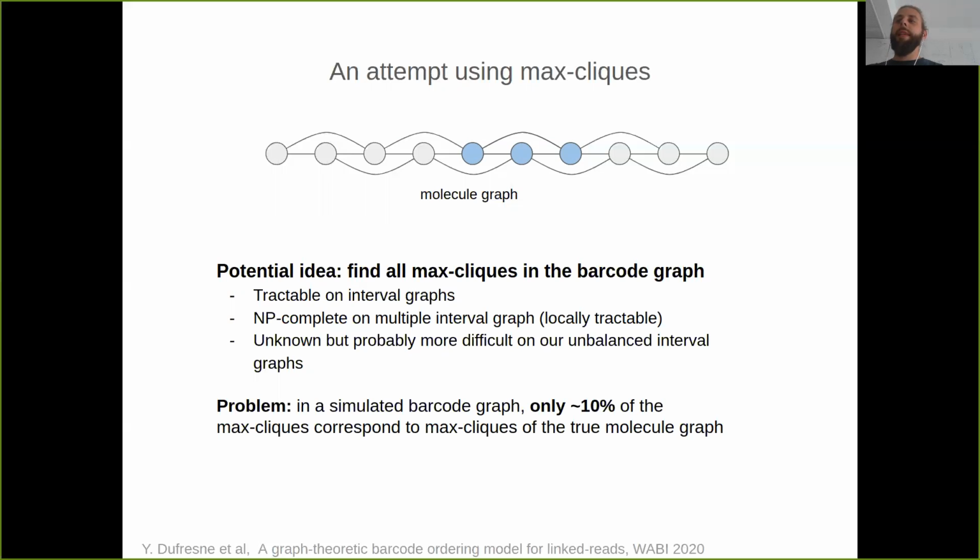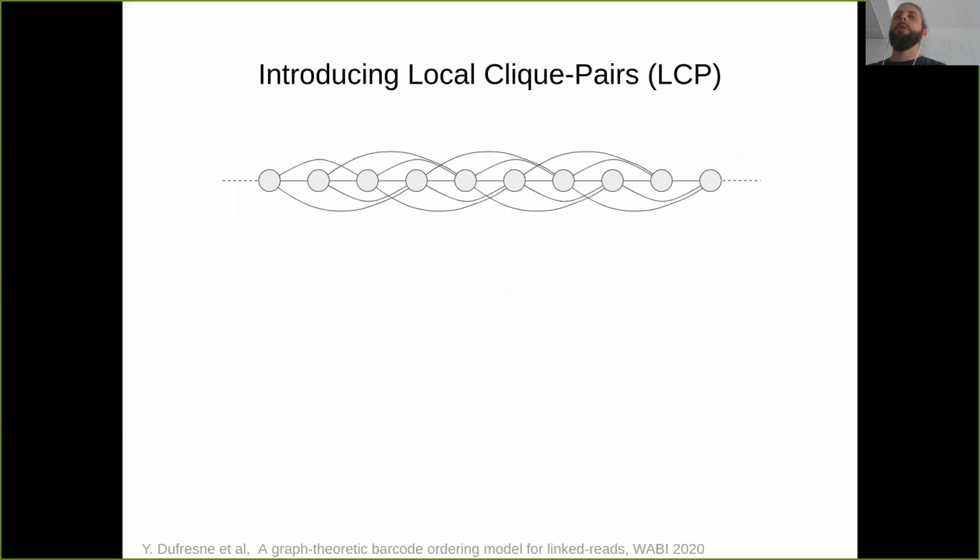But the main problem is that we simulate a bunch of barcode graphs, and in fact, the max cliques in the barcode graph do not correspond to the max cliques of the molecule graphs. So we want to introduce a new structure that can uncover the molecule graph. We call it the local clique pair.